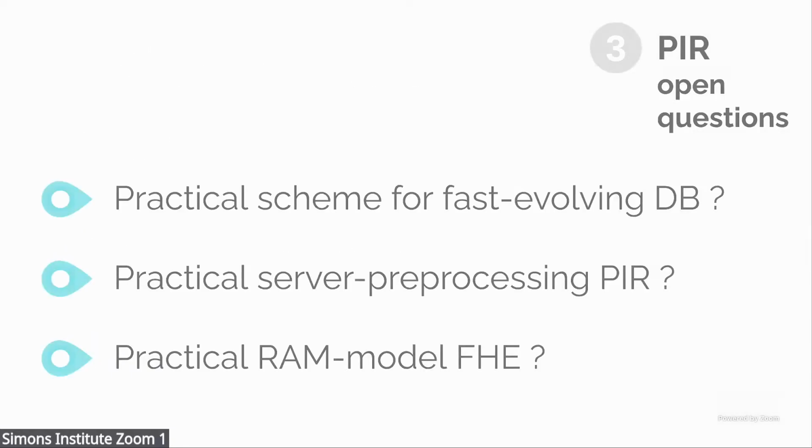So PIR open questions: can we have a practical scheme for a fast evolving database? Maybe one way to get a scheme is to look at server-side preprocessing, because server-side preprocessing is more friendly to updates. You can use the standard hierarchical data structure, and updates will not involve the client. Whereas for a client preprocessing scheme, even if you use a hierarchical data structure, it will still involve the client. Of course, the ultimate dream: can we have practical RAM model FHE? Again, these are pretty high level. You can break them down into lots of more fine-grained questions, and I'm not going to try to do that because I think Elaine and Peter already asked a lot of low level questions.